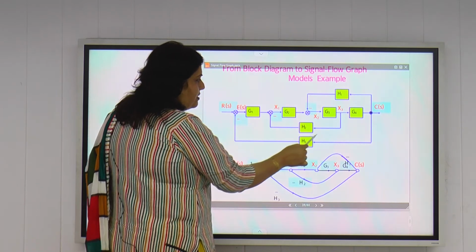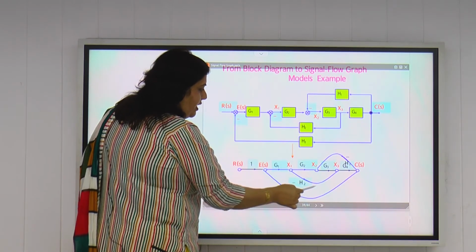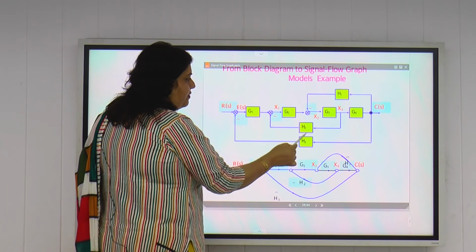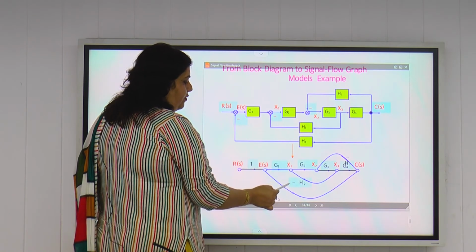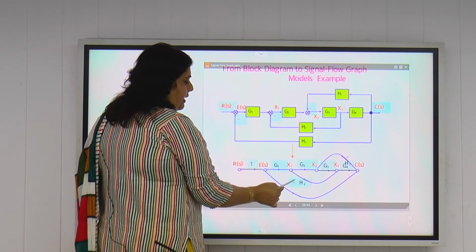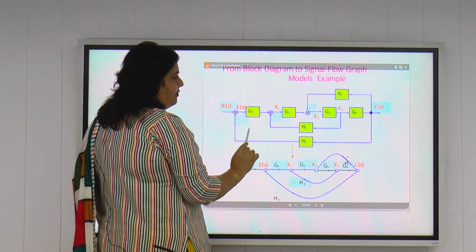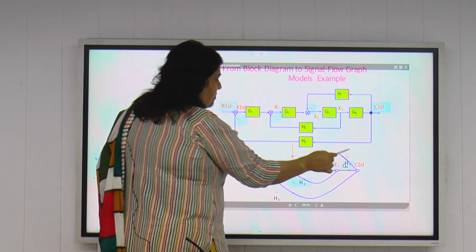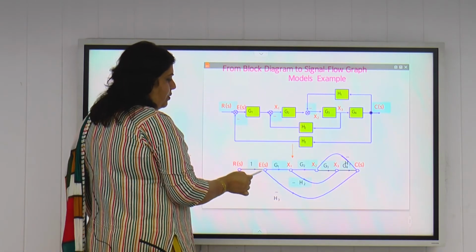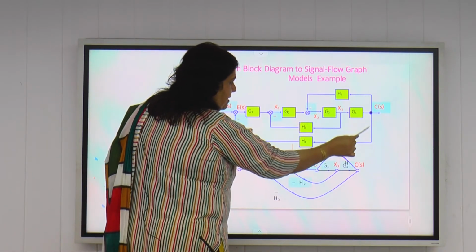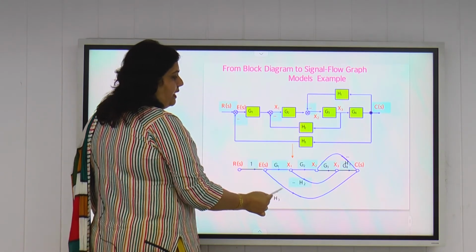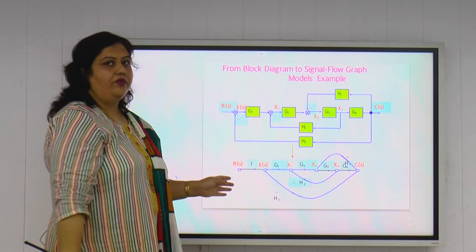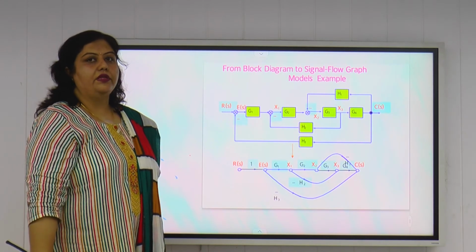Another feedback is from X3 to X1. So we will take X3 to X1 feedback here, but the transfer function is H2 with a negative sign. So minus H2. Don't forget this negative sign if we have negative feedback. Last feedback is from CS to the first node, ES. So we have taken CS to ES feedback with the minus H3 transfer function. So we will take minus H3 here. So this is how we convert a block diagram into a signal flow graph.